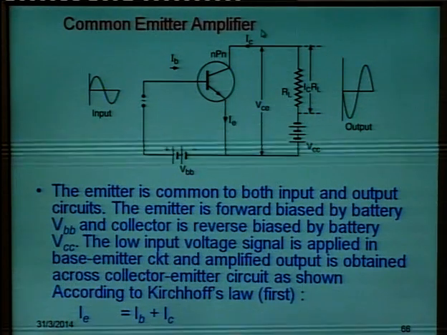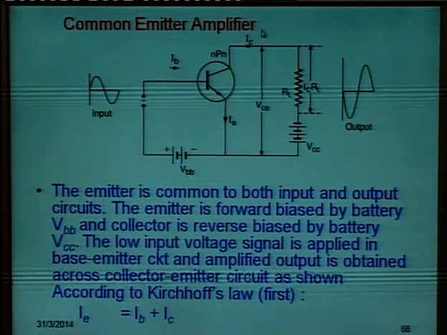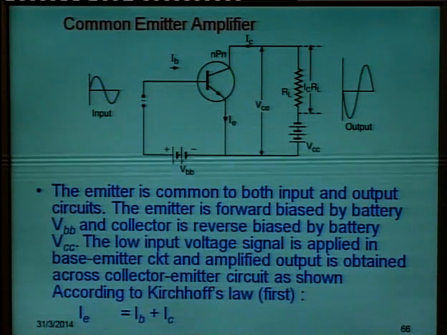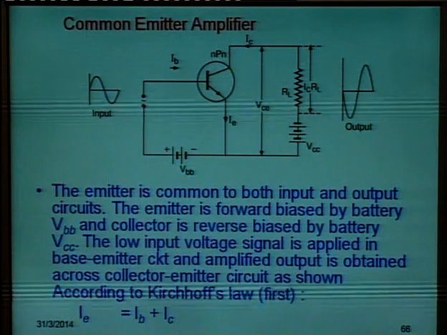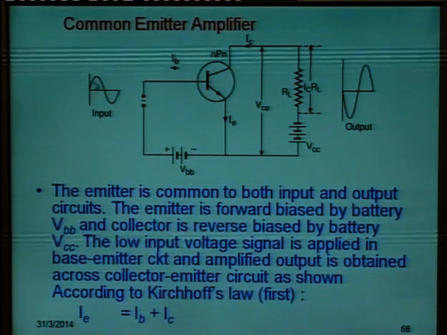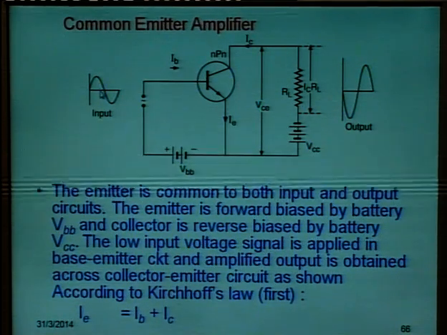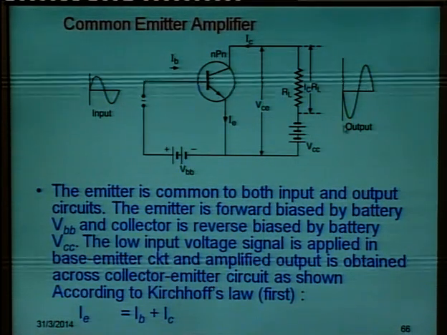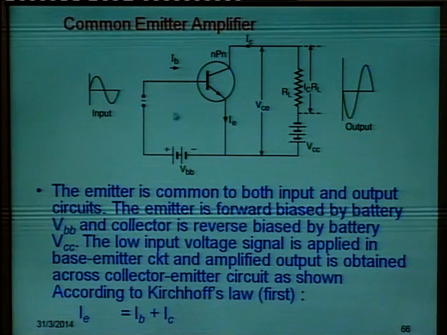Then common emitter amplifier. Here emitter terminal is made common, means earth. Initially we were studying about common base amplifier. There when input is positive, output is also positive. Here you will see there is a phase reversal, you have to remember this.